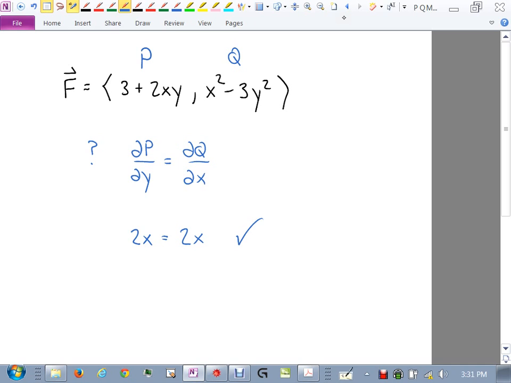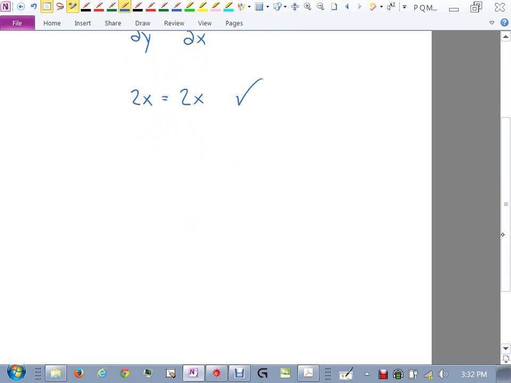Big deal. What does this mean? What this means is this. We know that F, by saying it's conservative, we know that F is the gradient of something, right? Does it tell us what it is the gradient of, though? Does it give us what F is? We know it comes from the gradient of something, but we don't know what that is, do we?